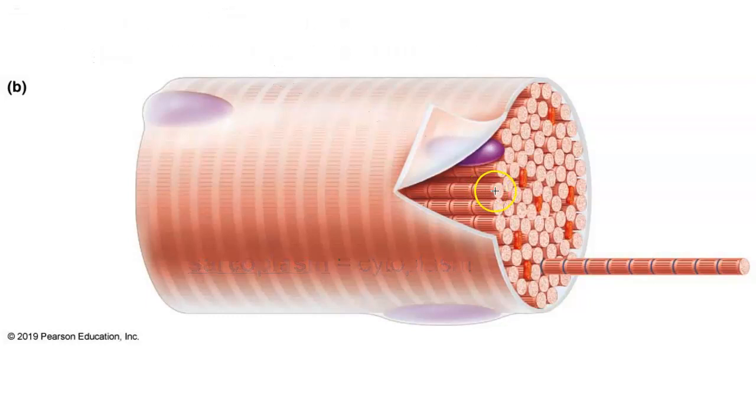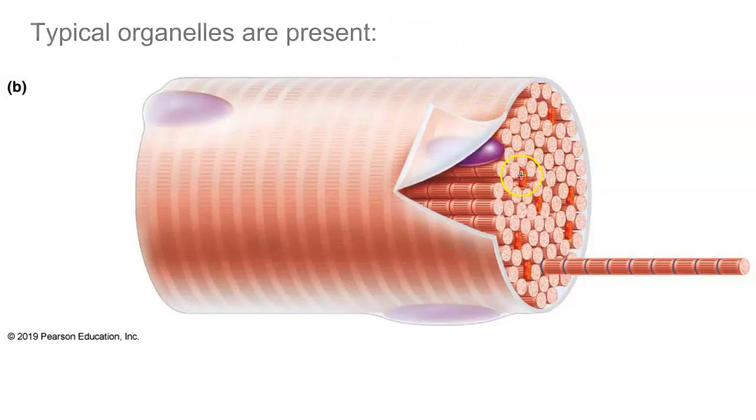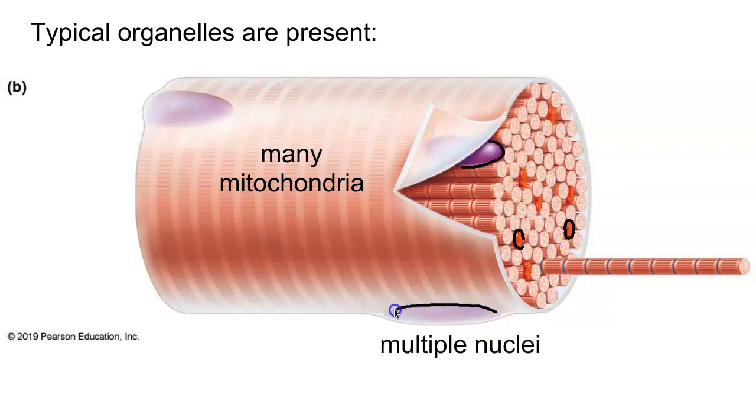Some of the typical organelles are here. We can see multiple mitochondria in bright orange in this picture. We can also see multiple nuclei. So this purple structure is a nucleus. Here's another nucleus. And we can see a third nucleus over here. And you can see that the nuclei, pardon me, are being displaced to the outer periphery of the cell, right underneath the sarcolemma, because the cell is filled with this other structure, this fibrous structure.